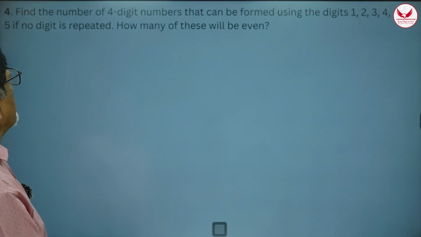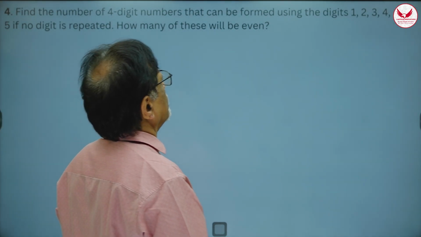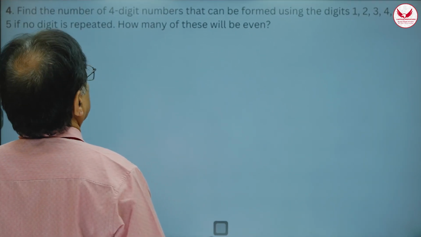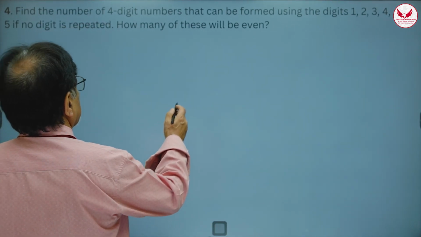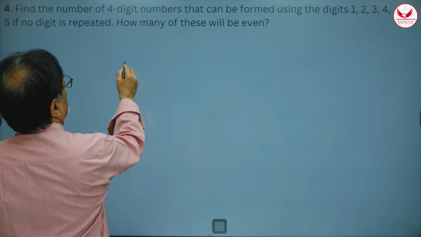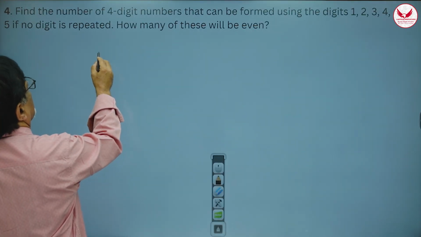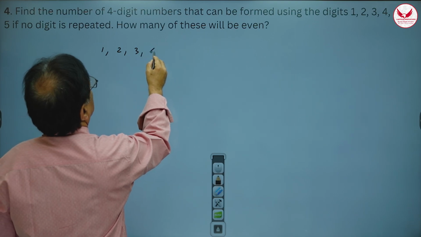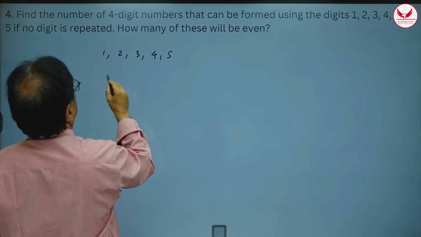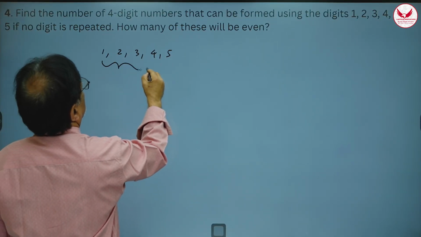Find the number of 4-digit numbers that can be formed by using the digits 1, 2, 3, 4, 5. If no digit is repeated, how many of these will be even? Fine. So again, I will use the same technique. Number of digits available are 5: 1, 2, 3, 4 and 5. These digits are available, right?